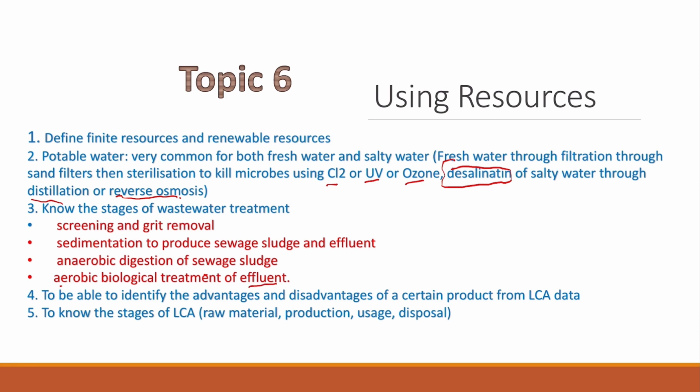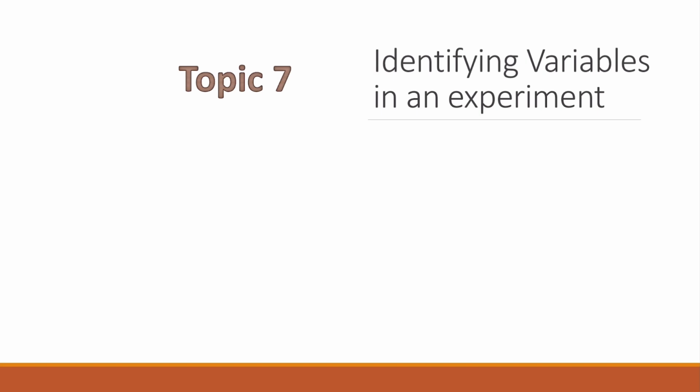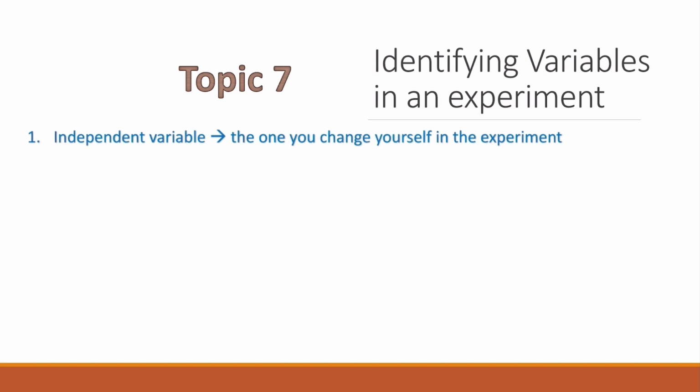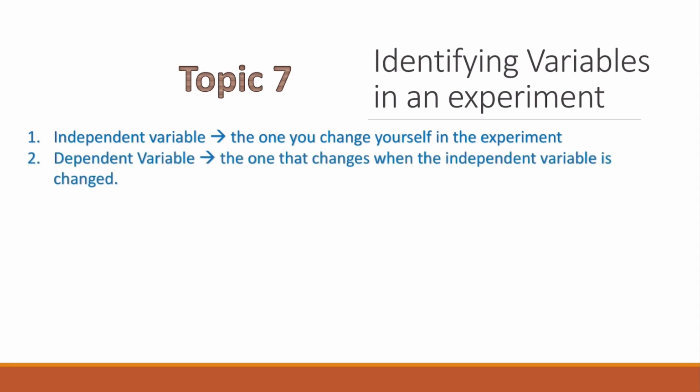You should be able to identify the advantages and disadvantages of a certain product from its life cycle assessment data, and you should know the life cycle assessment stages in order. So first the raw material, then the production of the product, then the usage, and finally the disposal. You should be able to identify the different variables in any experiment. Remember that the independent variable is the one that you change yourself in the experiment. The dependent variable is the one that changes when the independent variable is changed.